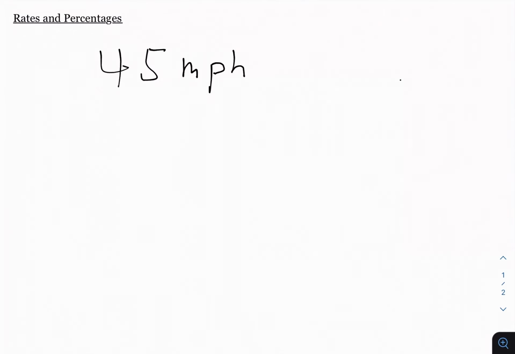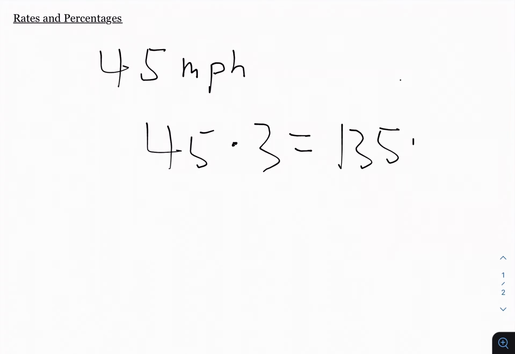Okay, so you have 45 miles per hour, and the car travels 45 miles per hour for 3 hours. So each hour it travels 45 miles, and there's 3 hours, so all you need to do is just 45 times 3. Sorry, that looks really ugly. To get 135 miles.